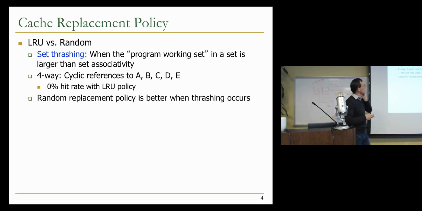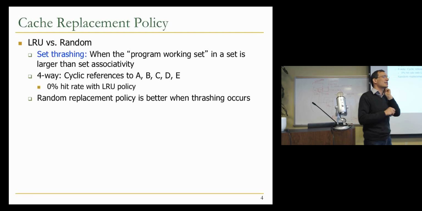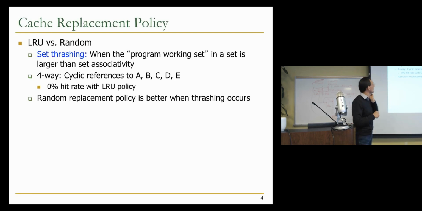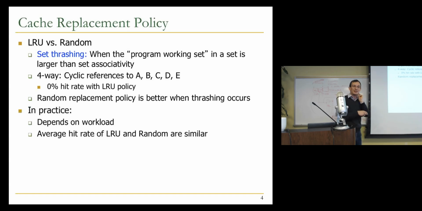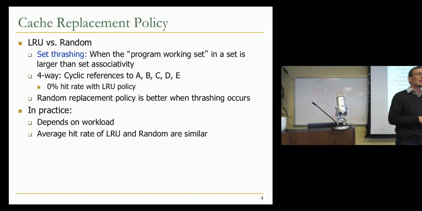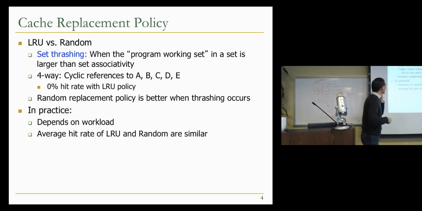But random replacement policy is better when such cases actually occur, when thrashing occurs. And I'll let you figure out the hit rate if you actually randomly replace something. That's fun. I mentioned that this could be an exam question or a homework question. Well, it's not in your homework, so it could be an exam question. Okay, so basically, in this case, it's much better to have random replacement.